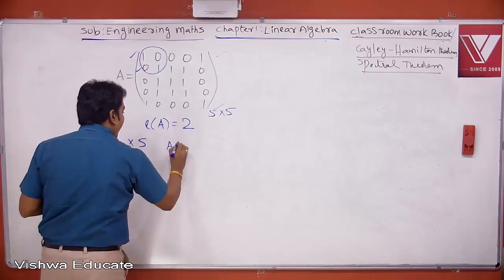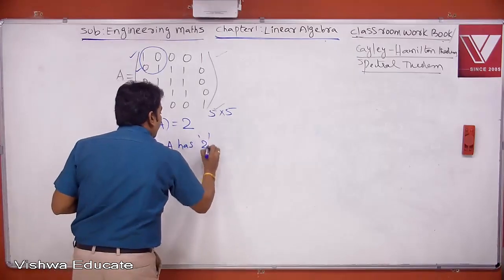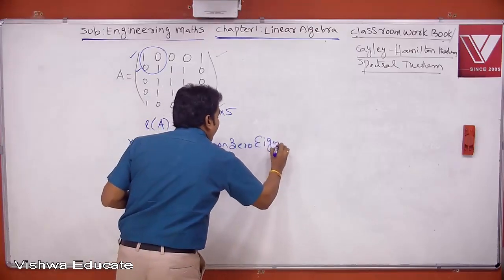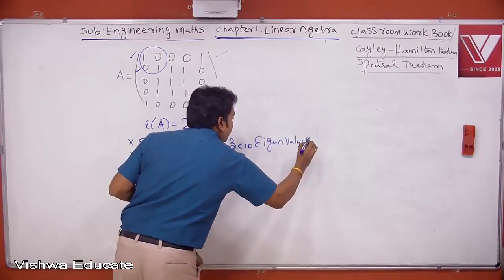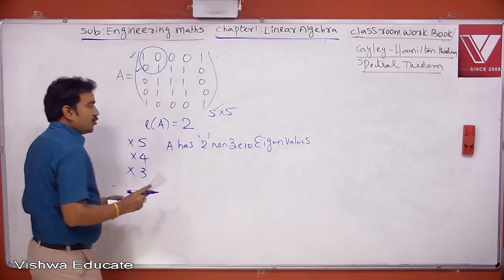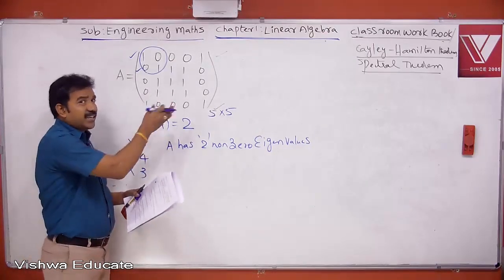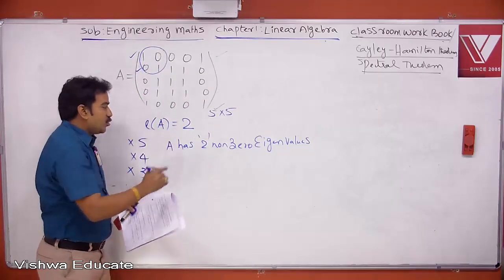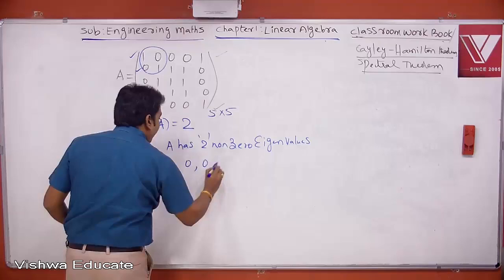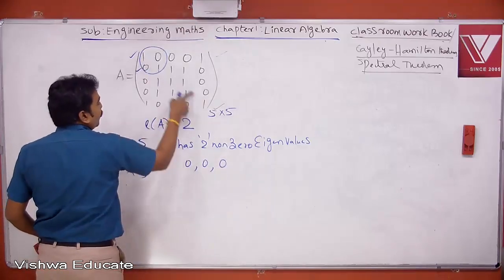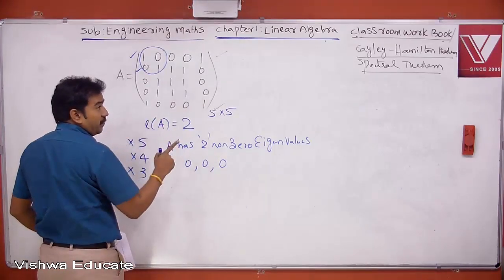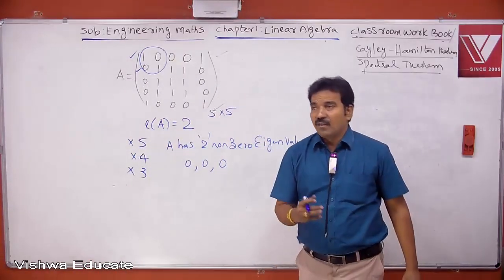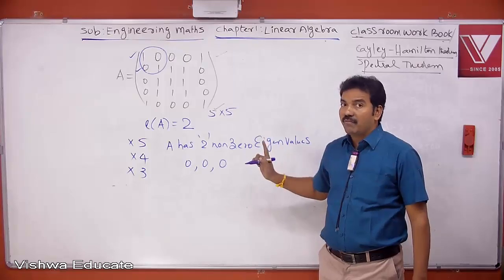Since the rank is 2, A has 2 non-zero eigenvalues. Now, you can easily get the trace of this matrix. What is the trace of this matrix? 5. That means 2 eigenvalues are non-zero and the remaining eigenvalues are zeros. Therefore, the sum of 2 numbers is 5, which means they can be 2 and 3, or 6 and minus 1, or 100 and minus 95, like this. Therefore, let us try to find at least one of the eigenvalues.